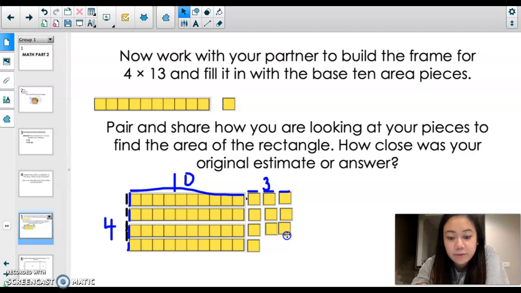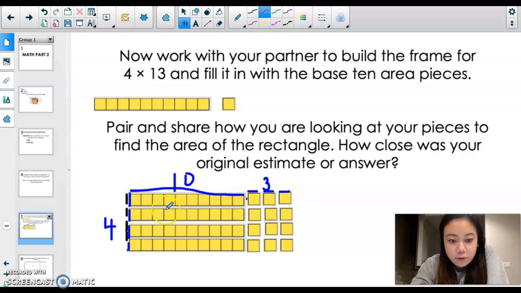Oh, well, what happened? Done. Now I'm going to see how close I was to my estimate. So let's see how much I have here. I've got 4 times 10 right here. 4 times 10 is 40 because I've got 4 groups of 10. So that's 40.